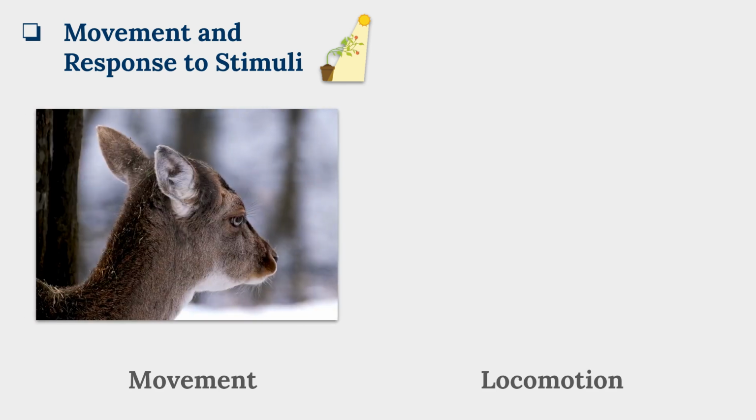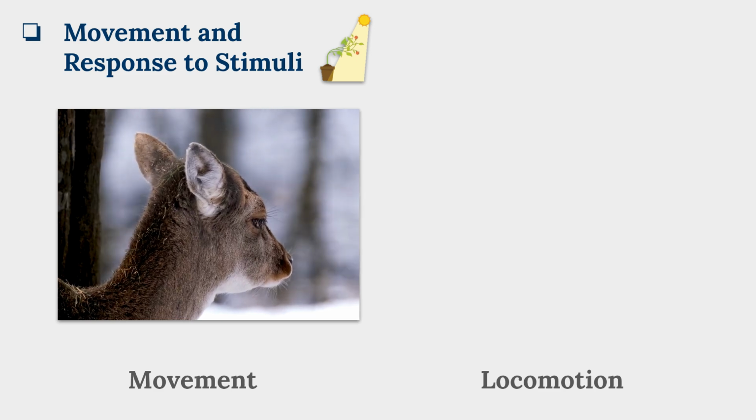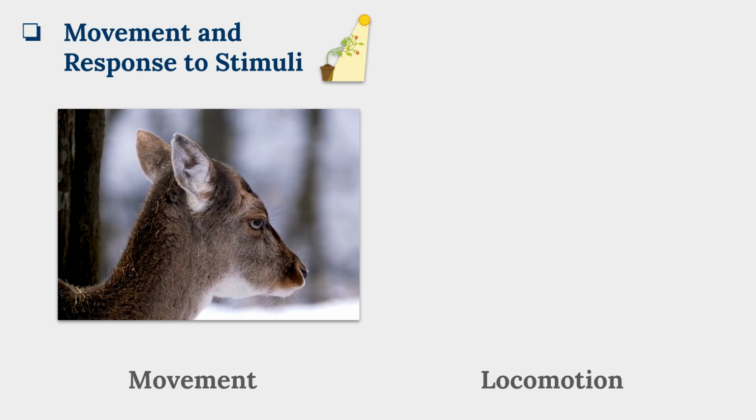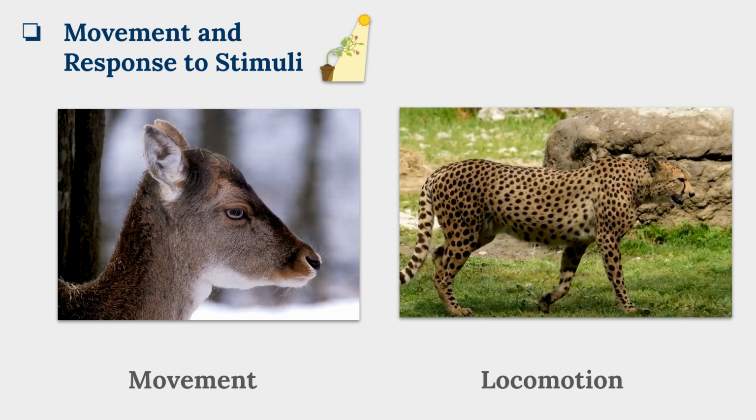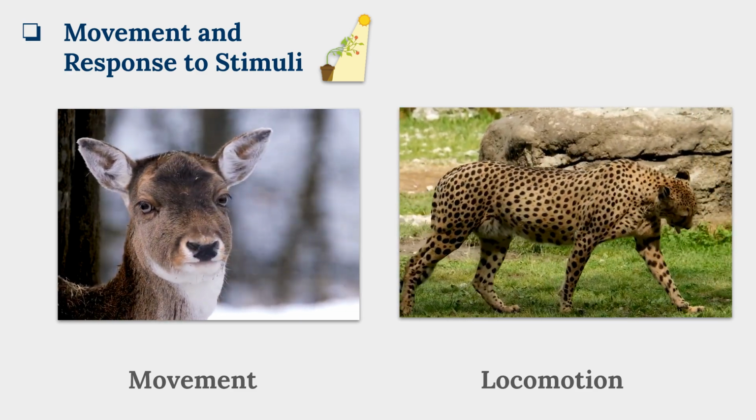Most living things move on their own from one place to another. It is of two types, movement and locomotion. Movement is when the living organism moves a body part or parts without a change in the position of the organism. When the whole organism moves from one place to another, it is called locomotion.